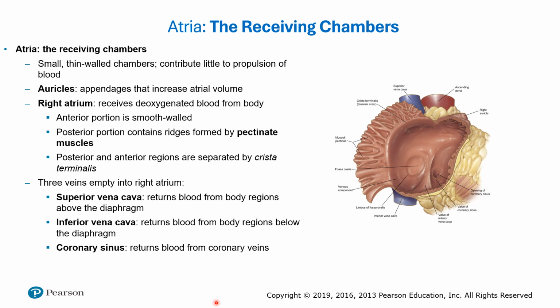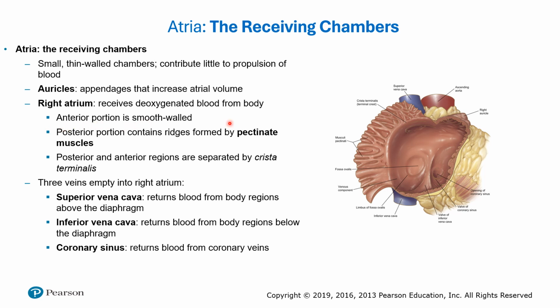Atria, the receiving chambers, are small, thin-walled chambers, and they have appendages which are known as auricles. Auricles increase the atrial volume, and they are present on the right atrium and also on the left atrium. Let's see what is inside the right atrium. The right atrium, as you know, receives deoxygenated blood from the body.